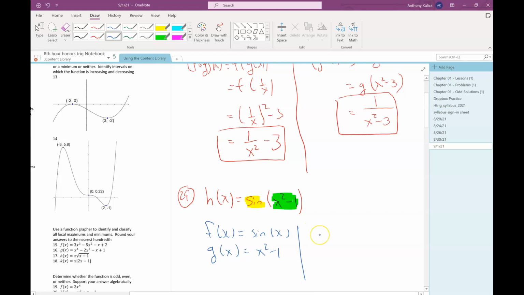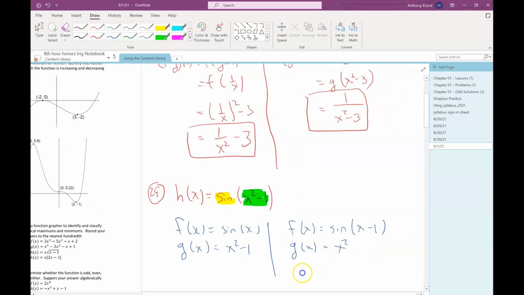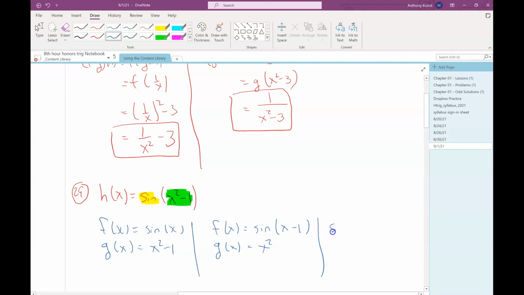What else could you have done? You could have said f of x is equal to sine of x minus 1, and you could have g of x equals x squared. Right? You plug x squared into sine x minus 1, you get the above. And then you could do even simpler.